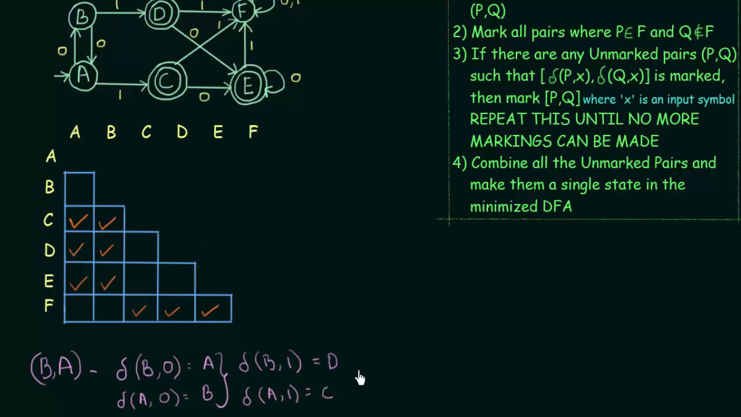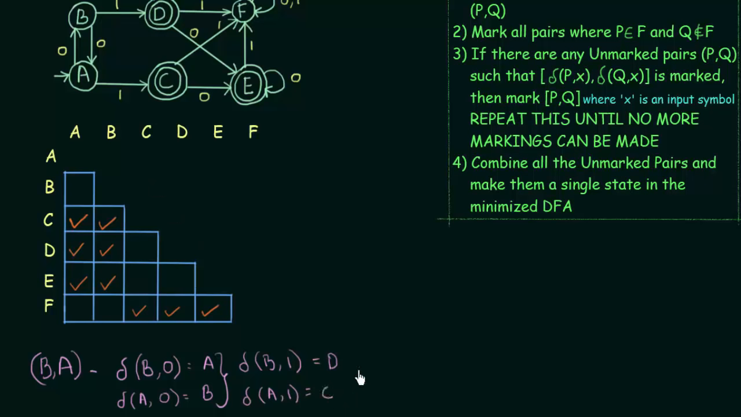But you have one more condition to check. That is, where does F go on getting input 1? And where does A go on getting input 1? Now F on input 1 goes to F itself. And A on input 1, where does it go? It goes to C. Now you get this pair called FC. Now check if FC is marked. Where is FC? Yes, FC is marked. Now since we see that FC is marked, you have to mark FA. Now where is FA? This one. So let me mark FA. This is marked now. Okay.